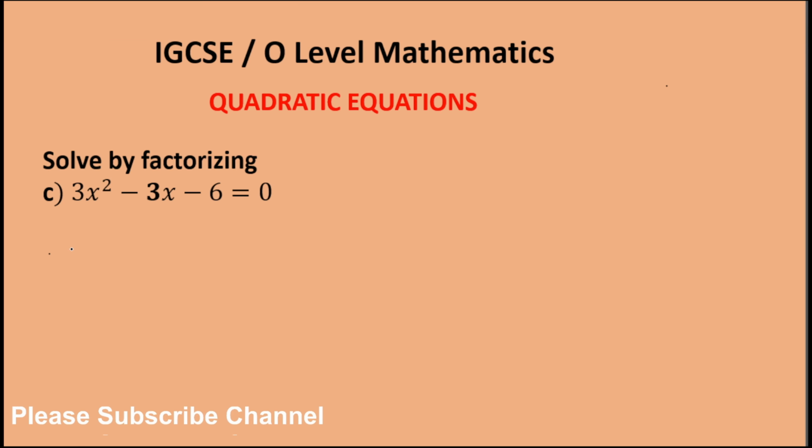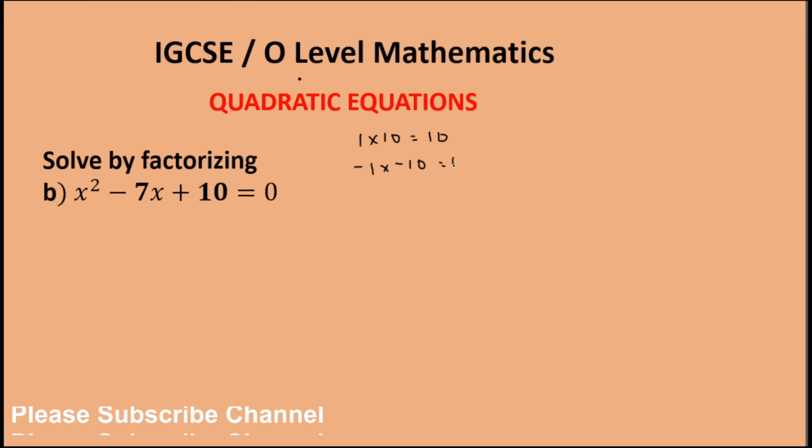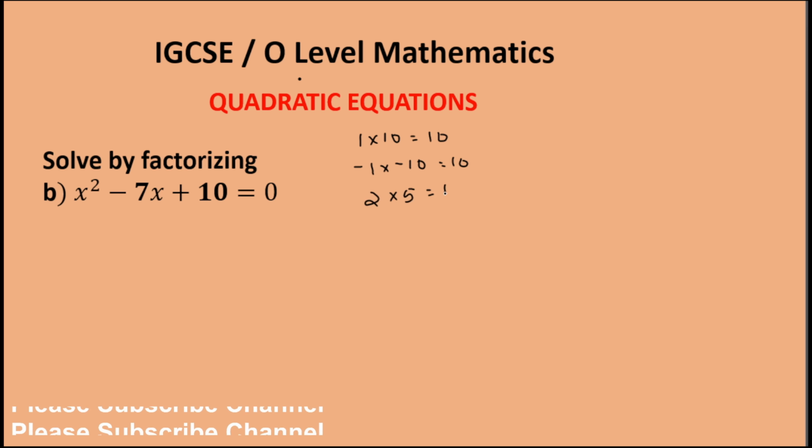Solve 3x square minus 6x minus 6. Before that, this problem: x square minus 7x plus 10. The coefficient of a is 1 and the constant is 10, so 1 into 10 is 10. When we multiply two positive values, we get a positive value. When we multiply two negative numbers, we again get a positive value. So 1 into 10 is 10 and minus 1 into minus 10 is 10. Again, 2 into 5 is 10 and minus 2 into minus 5 is plus 10.